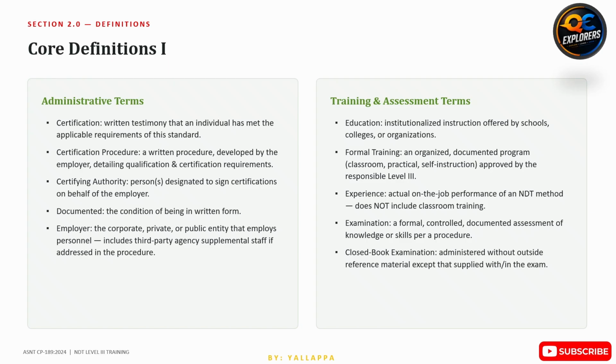Certification is the employer's written confirmation that an individual has met all applicable qualification requirements. Certification procedure is the employer's documented process that defines how personnel are qualified, examined, certified, and recertified. The certifying authority is the individual designated by the employer to authorize certifications. The term employer refers to the organization responsible for implementing the certification program and maintaining qualification records.